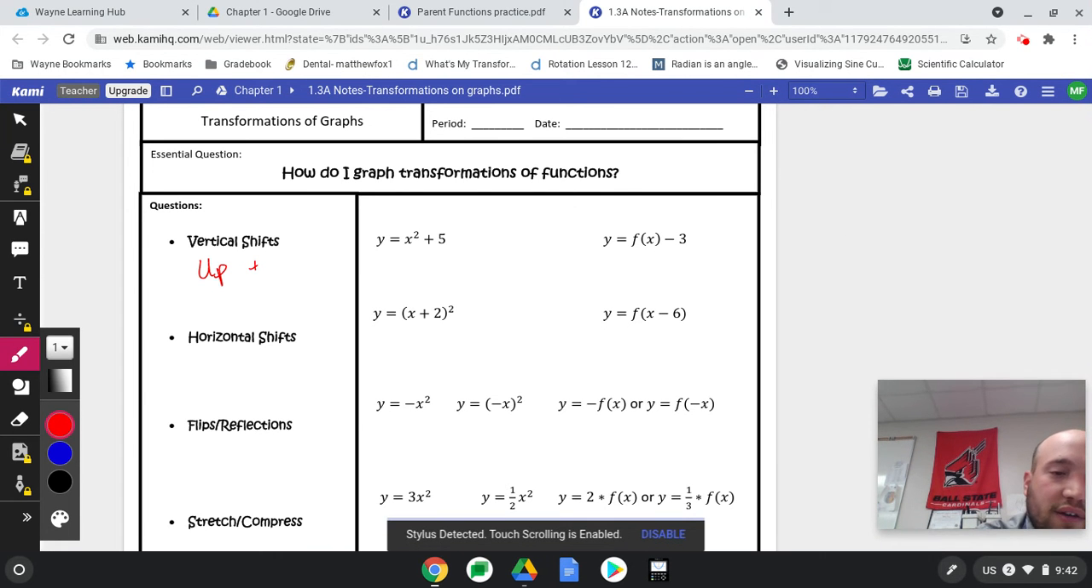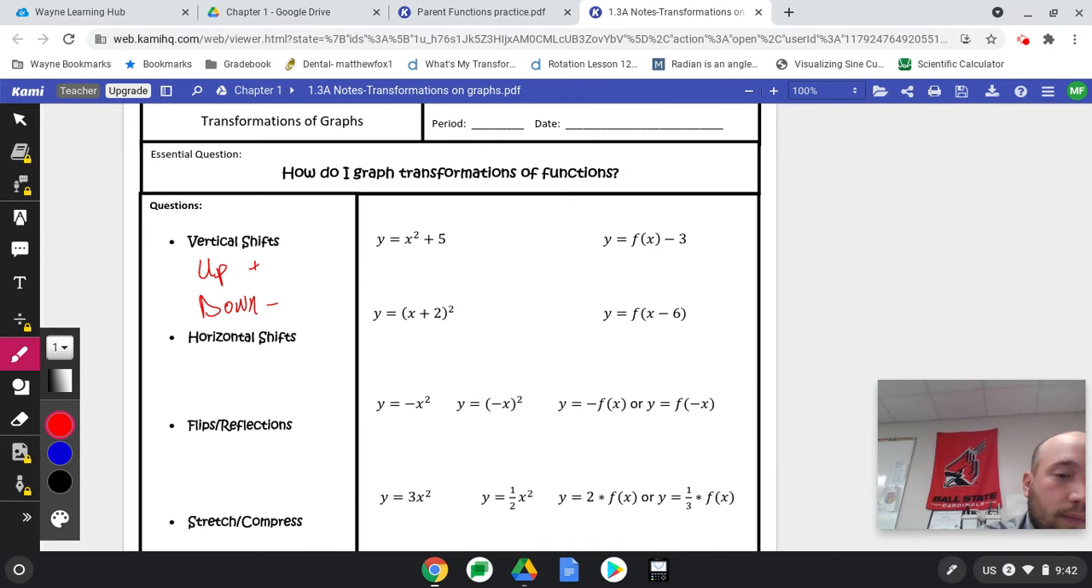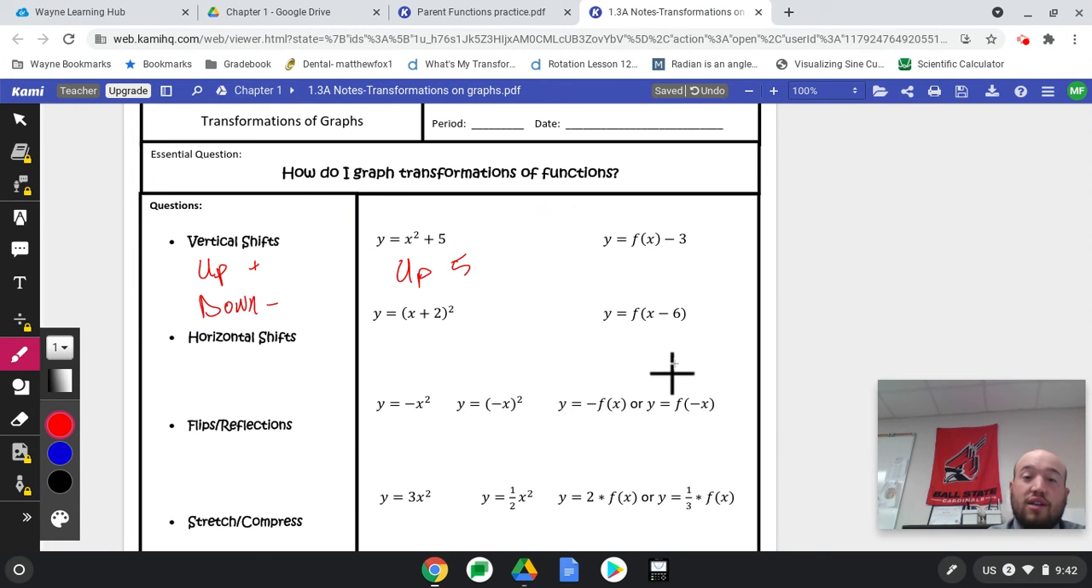So our vertical shift: if it's up, then it's going to be a plus. If it's down, it's going to be a minus. If we look here at this example, x squared plus 5, this is a parabola that would be shifted up from the parent function. So that's up 5. Now, sometimes we might not even know what the function is, like f of x minus 3. This whole function, whatever it is, is shifted down 3.